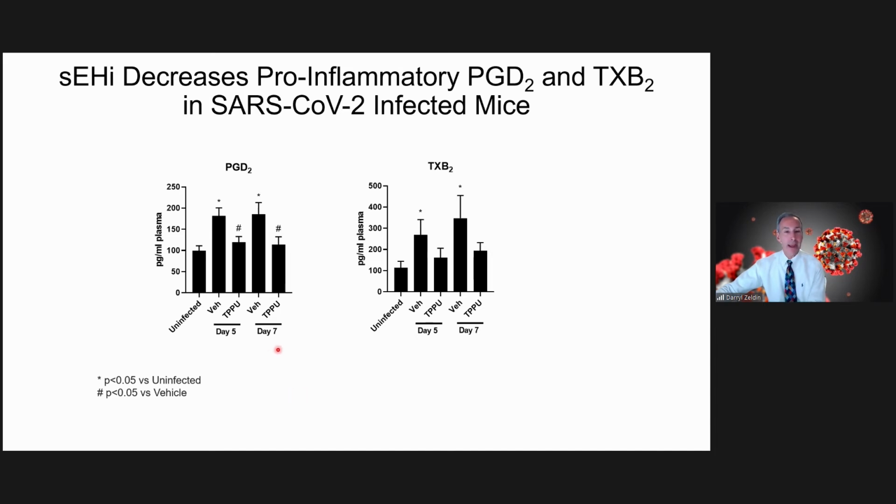Compared to uninfected mice, vehicle-treated infected mice had increased plasma levels of PGD2 and the stable thromboxane metabolite, thromboxane B2, on days 5 and 7 post-infection. And TPPU significantly attenuated the increase in PGD2 on both days, and a similar trend was observed with thromboxane. Note that we don't think that this is a direct effect of TPPU on cyclooxygenases, but rather reflects a suppression of the cyclooxygenase induction after SEH inhibition due to effects on pro-inflammatory cytokines. And we hope to confirm this in the near future by measuring cytokines in these animals.